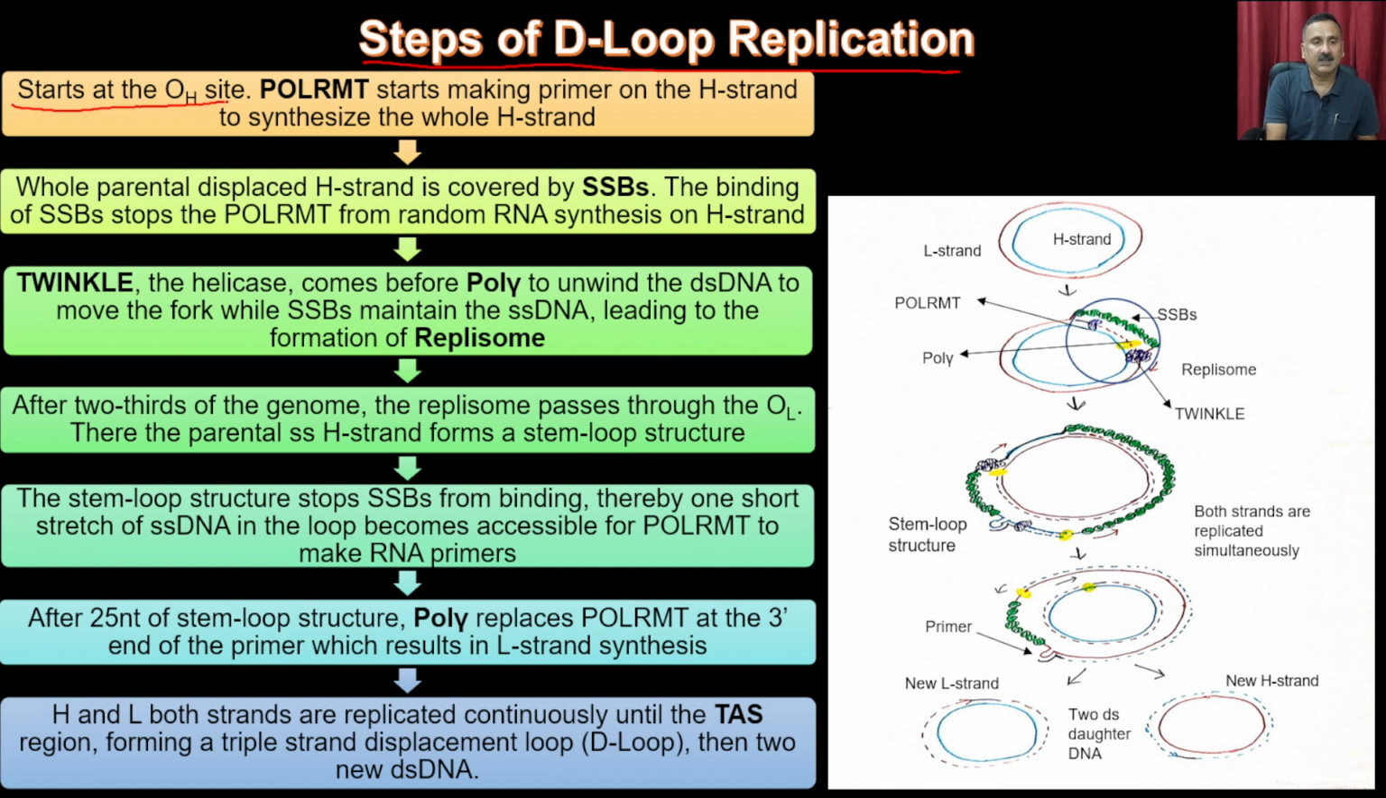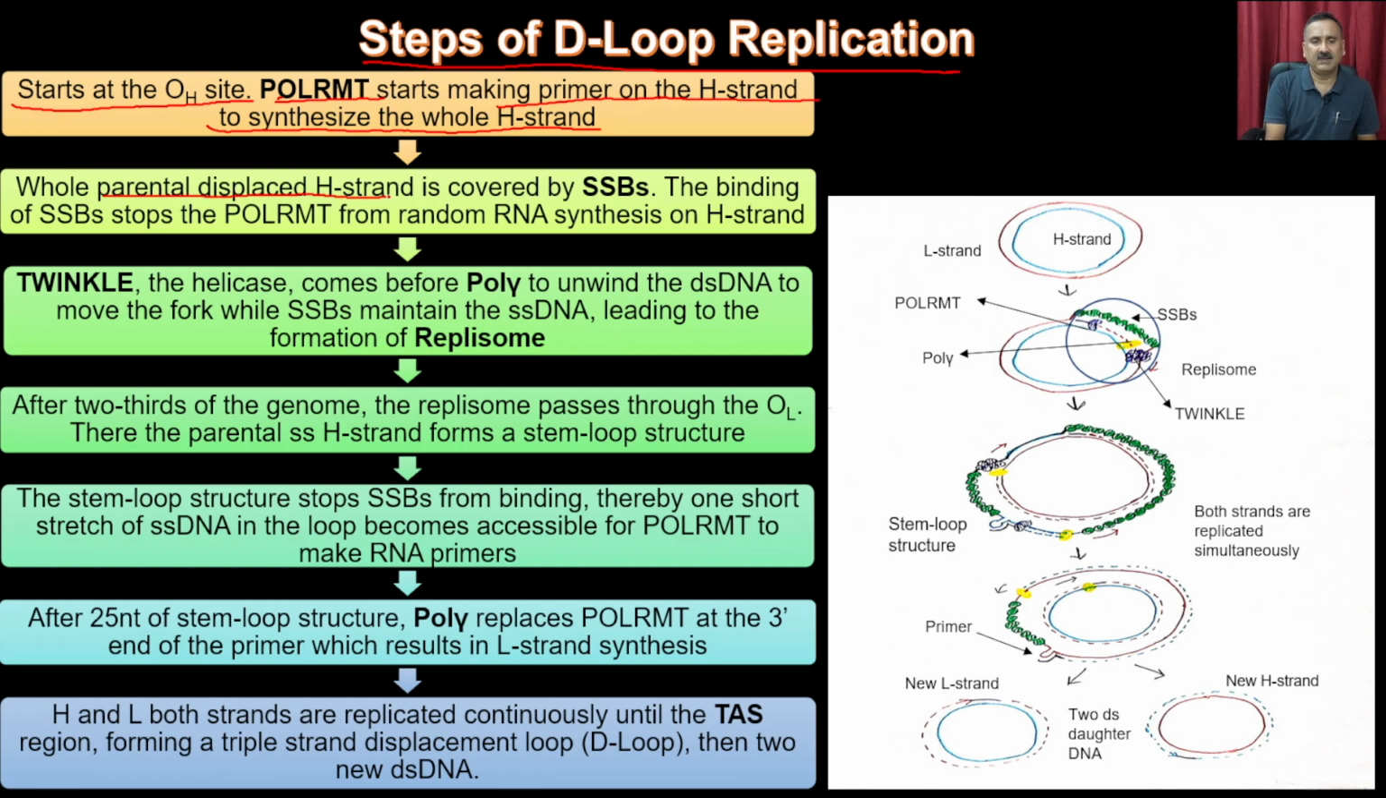So, you start at the OH site, where pol RMT starts making the primer on the H strand to synthesize the whole H strand. You are going to have the genomic content in the form of two circular strands. You have the H strand, which is the blue one, and the L strand, which is the red one. In the first part, on the OH site, which is present on the H strand, pol RMT is going to sit and start replicating.